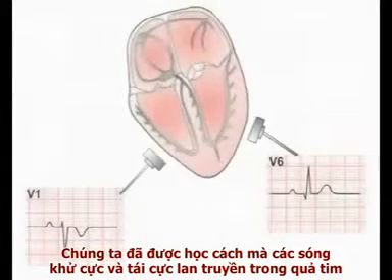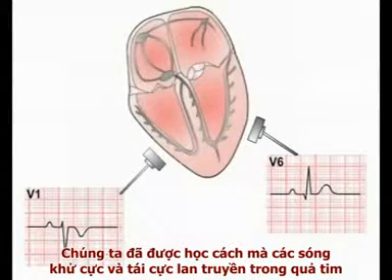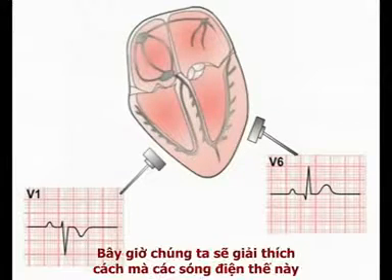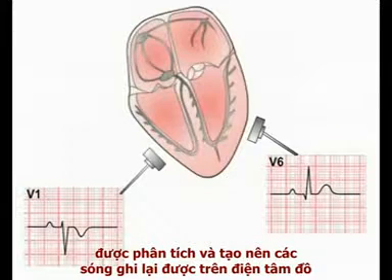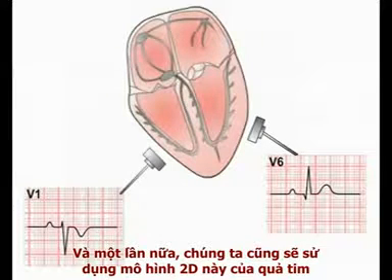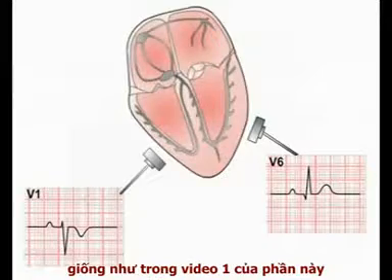seen how the cardiac depolarization and repolarization waves spread through the heart. Now we will go on to explain how these electrical events are analysed by the ECG leads to produce the waveforms of the ECG readout. Again, we will work with the 2D schematic of the heart as explained in video 1 of this section.